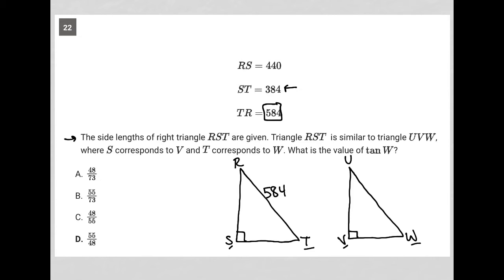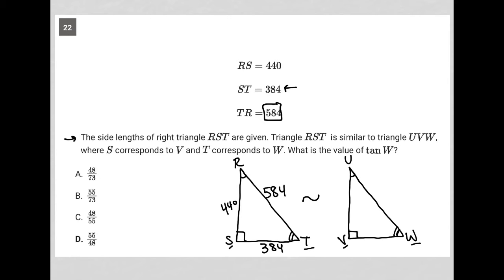So ST was 384 and RS is 440. Second thing is we're told these two triangles are similar. In order for two triangles to be similar, that means they share or have congruent corresponding angles. So R is congruent to U. We already know that S and V are congruent because they're both right angles. But T is going to be congruent to W. So that's good to know.